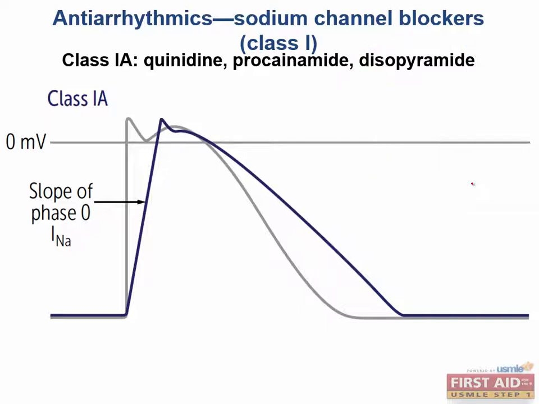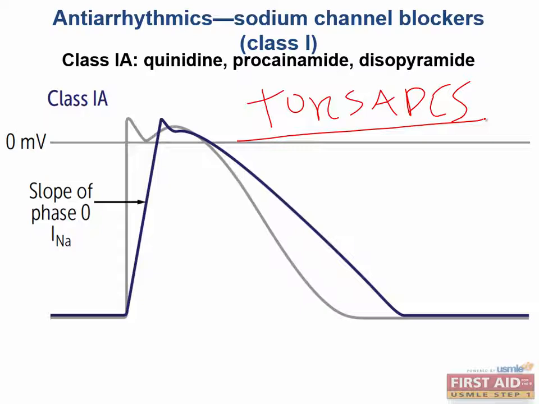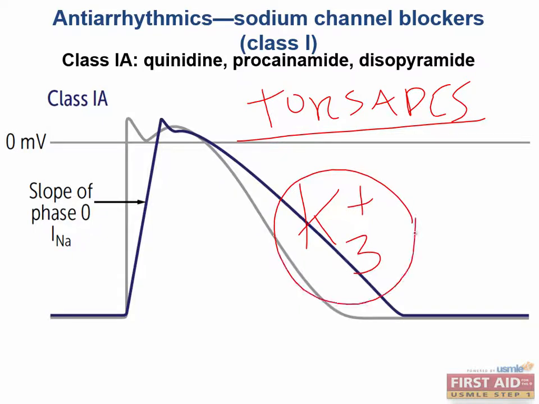Now, all of these drugs can lead to torsade de pointes. Why is this the situation here? Well, remember, anytime we start messing around with the potassium channels that are responsible for phase 3 repolarization, we're going to predispose for QT interval prolongation, and this automatically increases our risk for torsades.